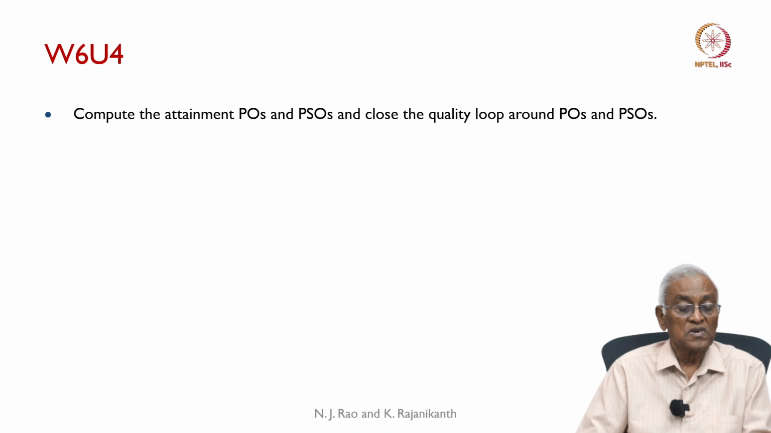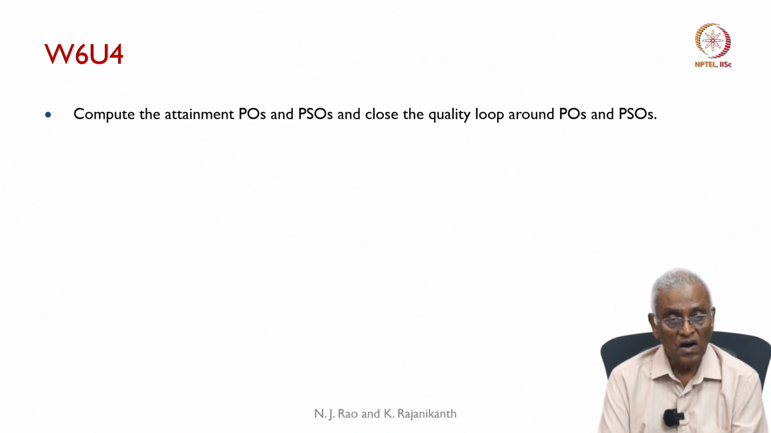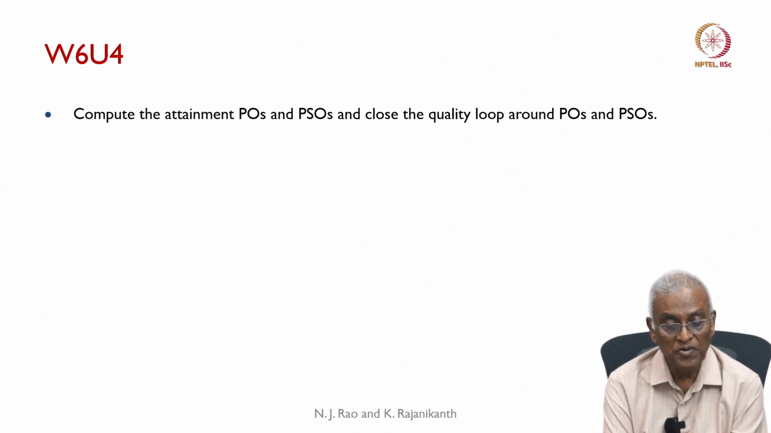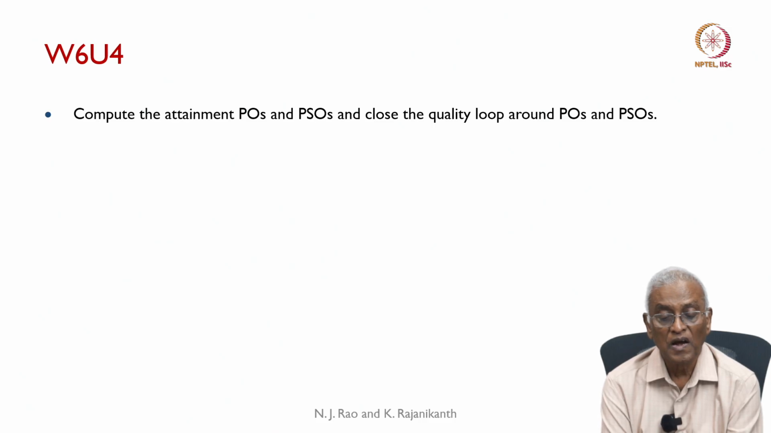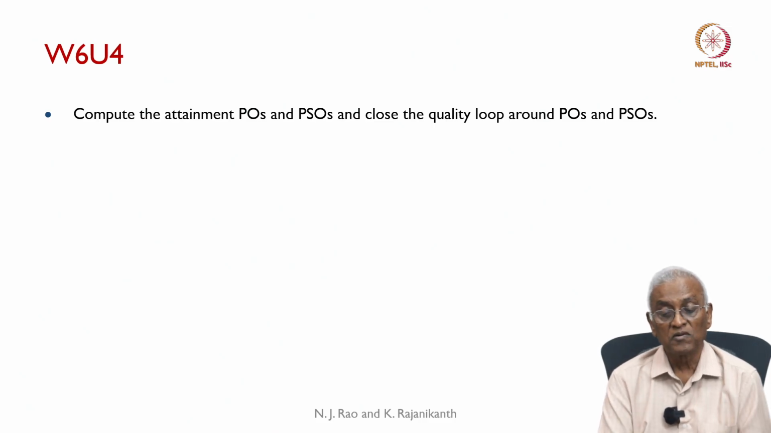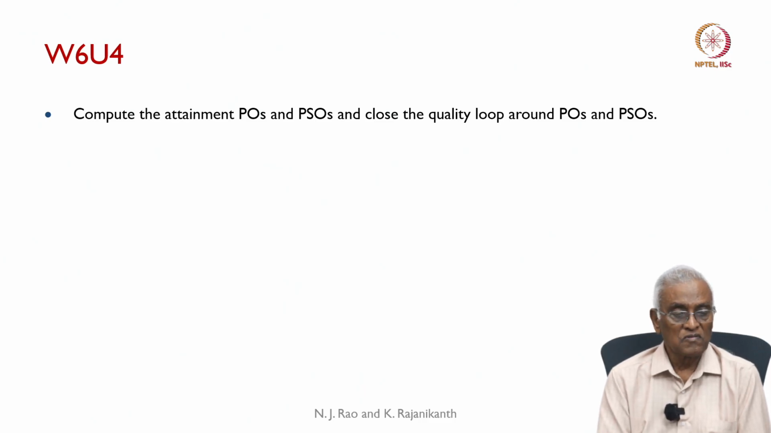In the next unit, we will look at how to compute the attainment of POs and PSOs and close the quality loop around POs and PSOs. That is also required. Why did we write POs? We have to attain those POs, and then you have to demonstrate that I attained those POs. So again, we have to find a way of computing that. That we will explore in the next unit.